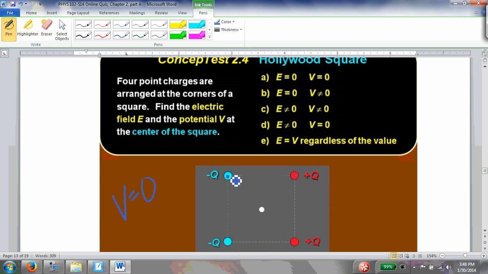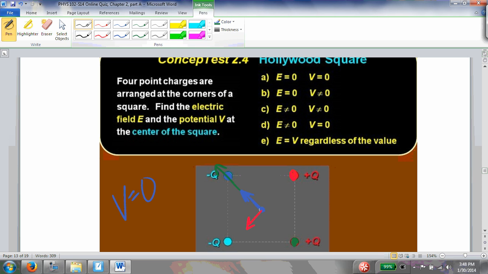Now let's look at the electric field. Let's consider this charge. The electric field at this point is in this direction. If I had a positive particle here, it would feel a force in that direction. Due to this charge, it is in that direction. Due to this charge, it is in that direction. If I had a positive particle there, it would feel a force in that direction.